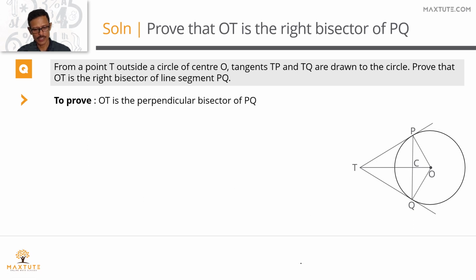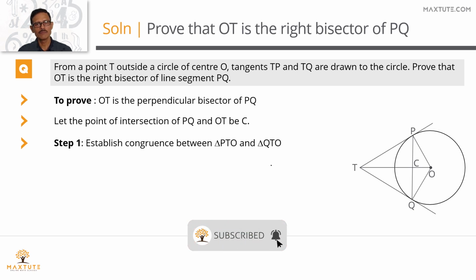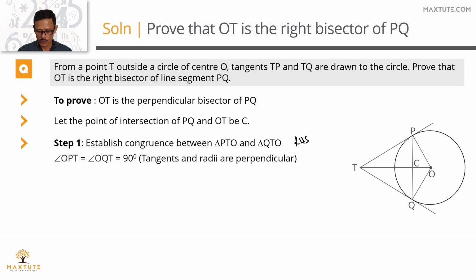Quickly summarize it. We're going to be doing it in 2 steps. Let C be the point where OT meets PQ. We're going to establish congruence between 2 pairs of triangles. The first pair of triangles is triangle PTO and QTO. The methodology we have adopted is we are using RHS. We're going to establish that two angles are right angles, which are basically angle OPT and angle OQT. Both of these are 90 degrees.